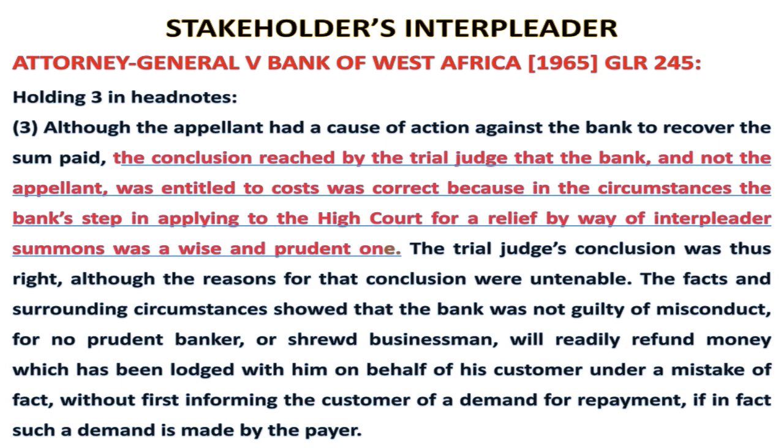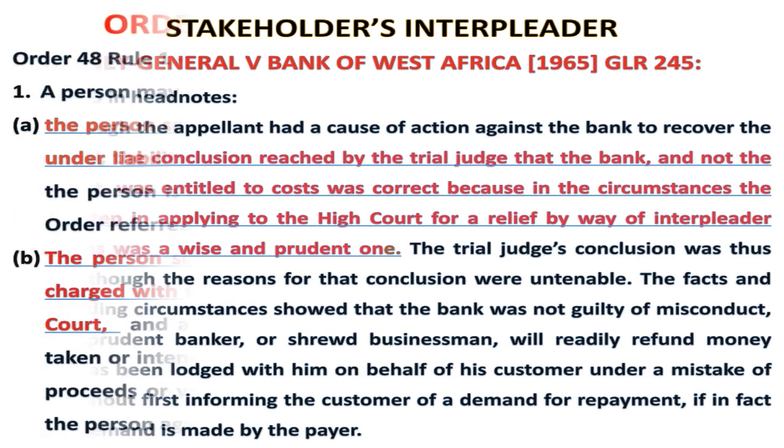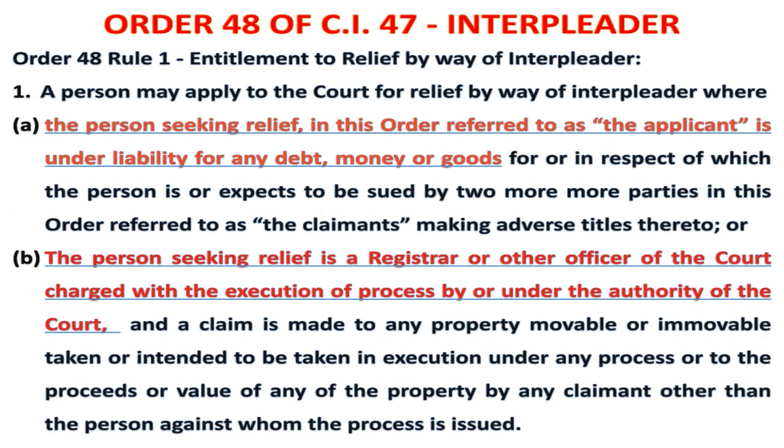This is by way of introduction. Now let's see where in our civil procedure rules we have these interpleader proceedings provided for. You will see them under Order 48, Rule 1 of CI 47. Now that you have the background already, when I read Order 48, Rule 1, without telling you, you should be able to tell which one is the registrar's interpleader, which one is the stakeholders interpleader. So I'll read Order 48, Rule 1, A and B, and you try and find out which is which.